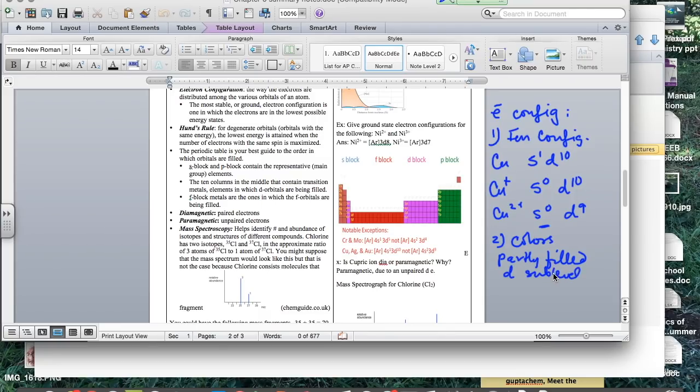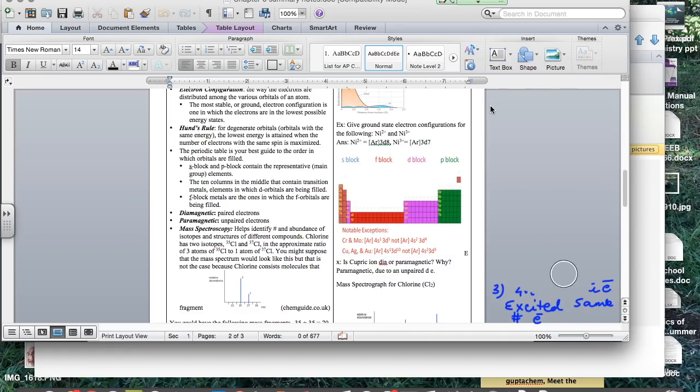Then the next thing here is excited versus ground state. Ground state electron configuration is as you read it off the periodic table. Excited is when you have the same number of electrons as an atom, but they are not in Aufbau's arrangement. So instead of 1s2 2s2, it could be 1s2 2s1, and so on. And the last thing I want to talk about here is what is PES, or photoemission spectroscopy, and how does it give us evidence of electron configuration? And lastly, how can we use ionization energy to tell us about electron configuration?